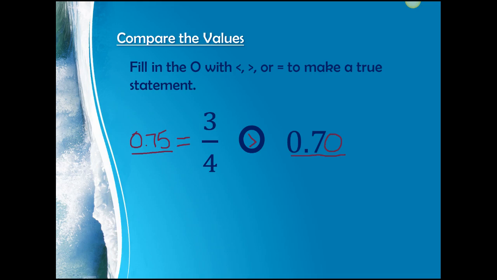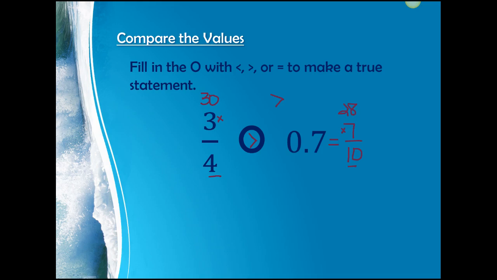We also could compare these values by turning 7/10 into a fraction and then using cross products to compare the two. 7/10 written as a fraction is 7 over 10. I could then use the cross products, multiply 10 times 3 to get 30, and 4 times 7 to get 28. If I compare 30 to 28, 30 is greater than 28, which means 3/4 is greater than 7/10.